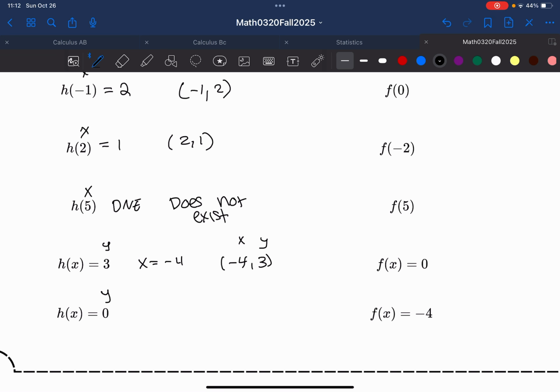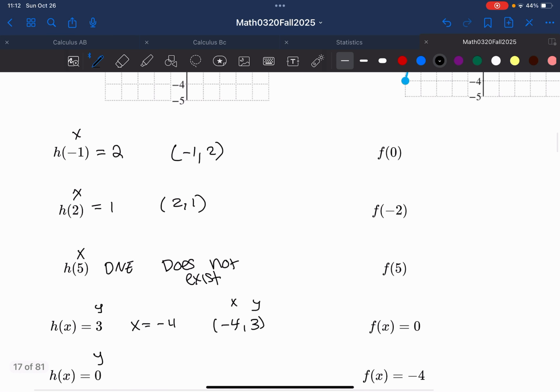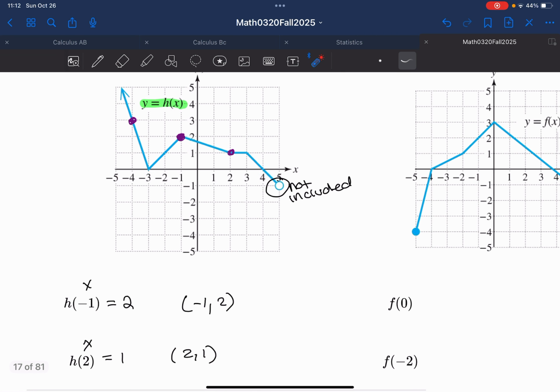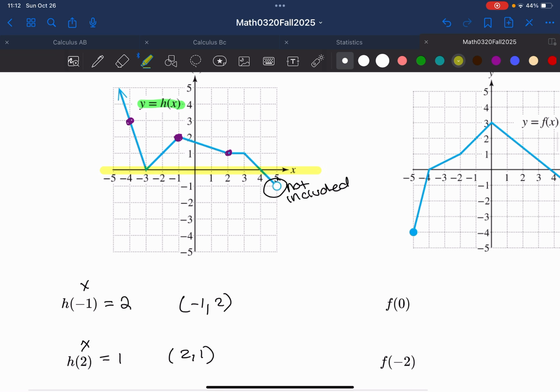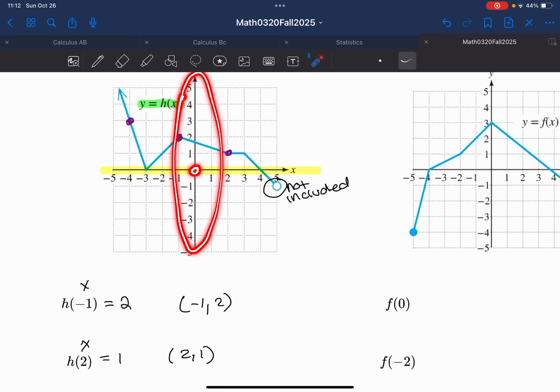And then lastly, h of x is equal to 0 means I need to find when y is 0. Well, when y is 0, that is this value here. Okay, because remember, this is the y-axis, and this is when y is 0. So it's that entire line that I highlighted in yellow.